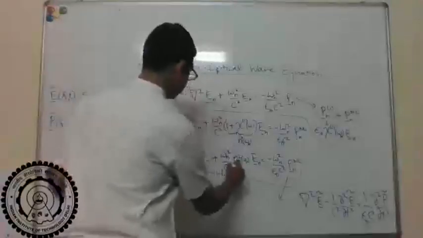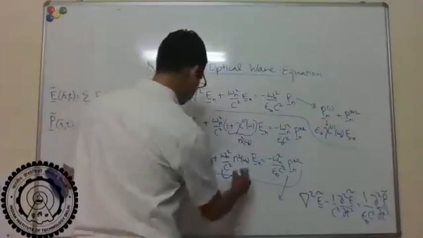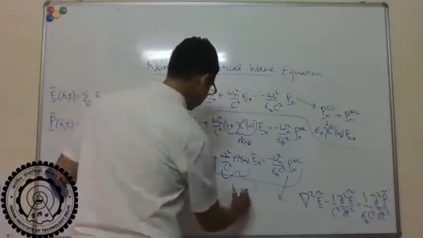Okay, so you can write this omega by c times n as k, right? So you can denote this as k n square.